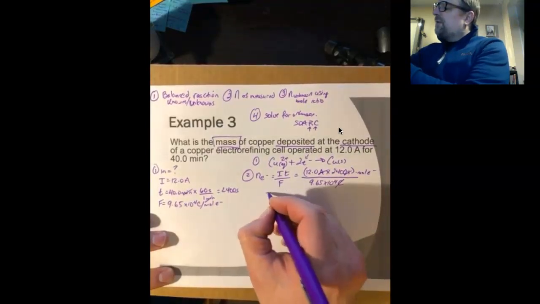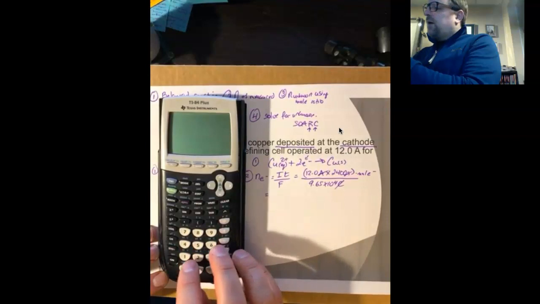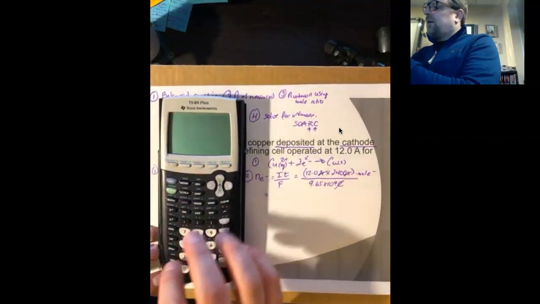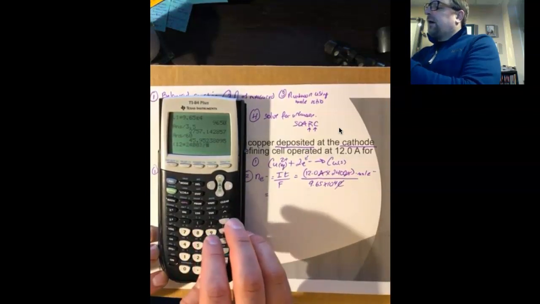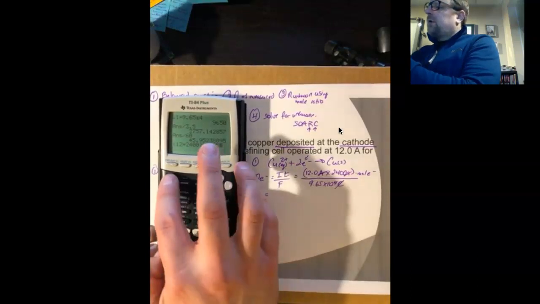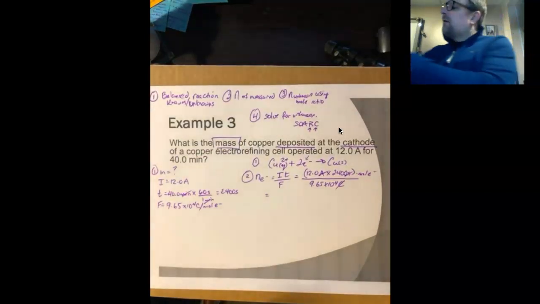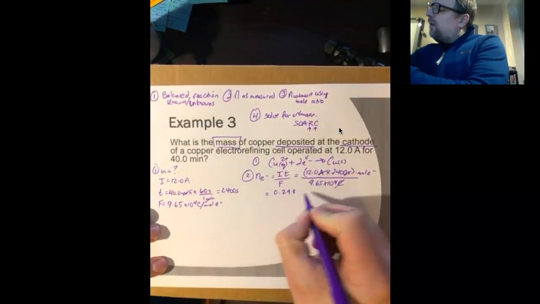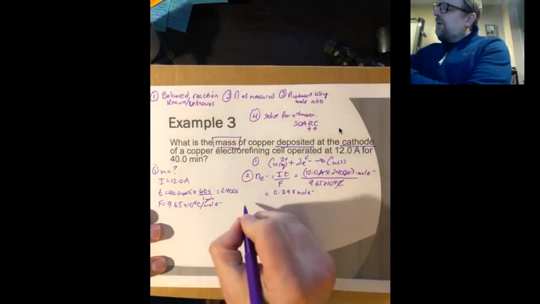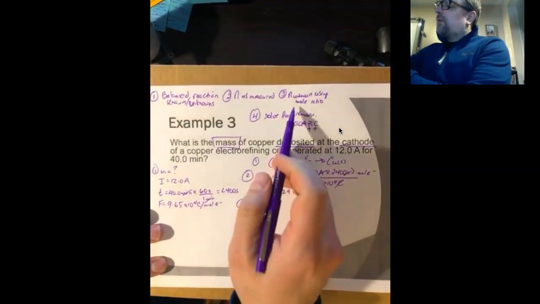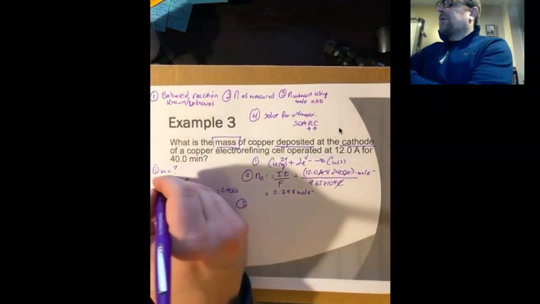And so this gives us a value of 12 times 2,400 divided by 9.65 times 10 to the power of 4. So that's 0.298 moles of electrons. Hopefully that makes sense. Step 3, figure out the number of moles of our unknown using mole ratio. Our unknown is the mass of copper.